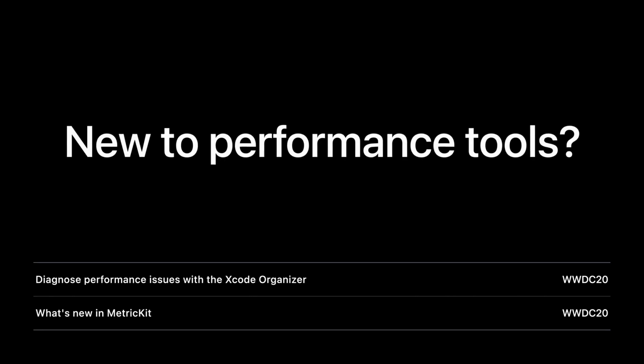If you're new to performance tools, I recommend taking a moment to check out the Diagnose Performance Issues with the Xcode Organizer and What's New in MetricKit talks from 2020, as well as the Identify Trends with the Power and Performance API talk from 2020 and the Getting Started with Instruments talk from 2019. After digging into all of these metrics and tools, we're hoping that you're well equipped with the resources you'll need to ship the most performant apps in the App Store. Your users will thank you for this as they enjoy a seamless user experience.